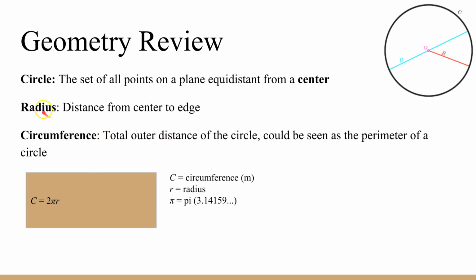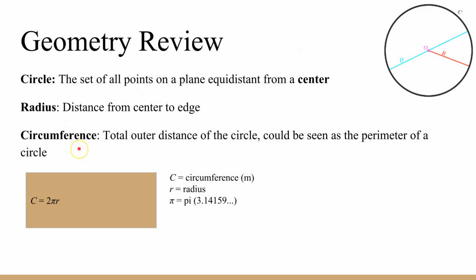The radius is the distance from center to edge. So it's the distance from the center to any point on the circle, to the edge of the circle. So this R is the radius. And the circumference is the total outer distance of the circle. And it's like the perimeter of a circle. So if you were to take a piece of string and trace it in the form of a circle and then unwind it, the length would be equal to the circumference.